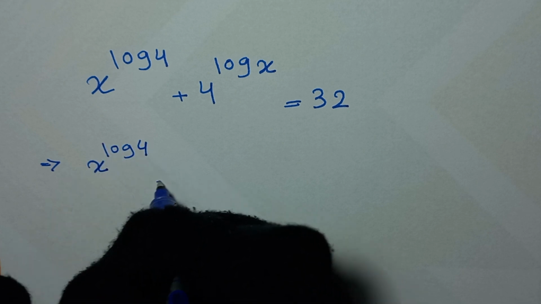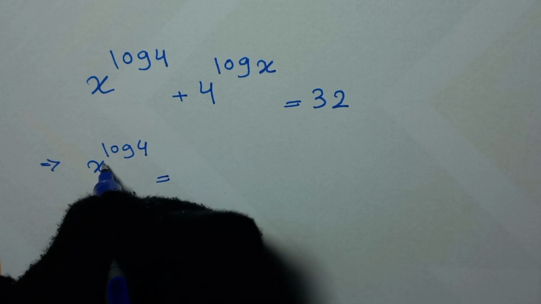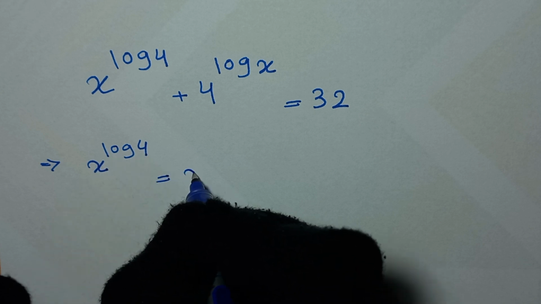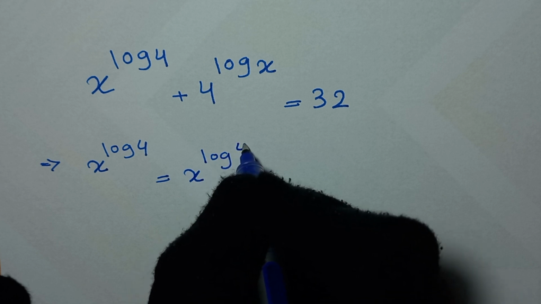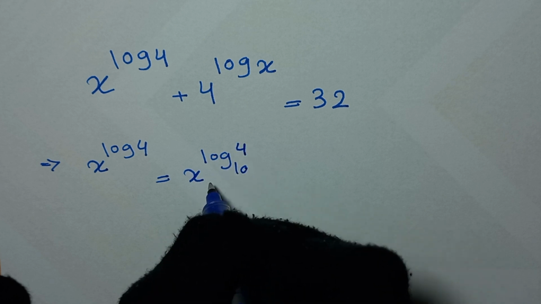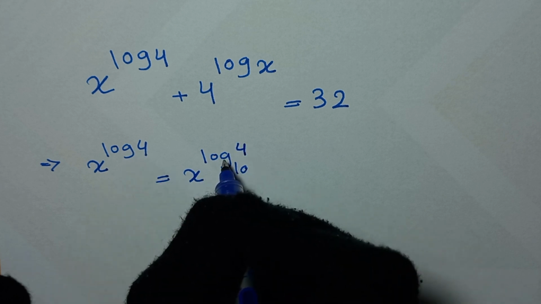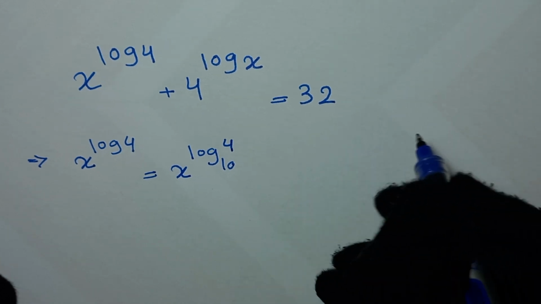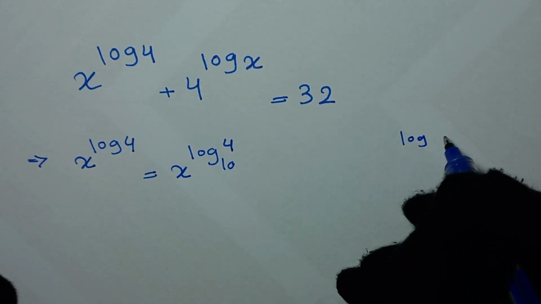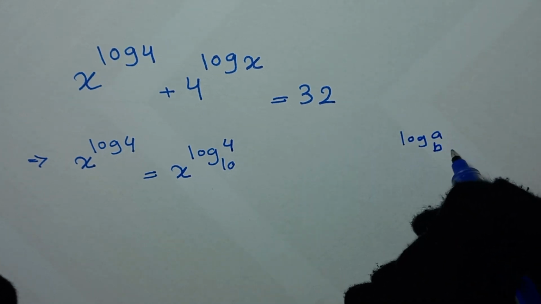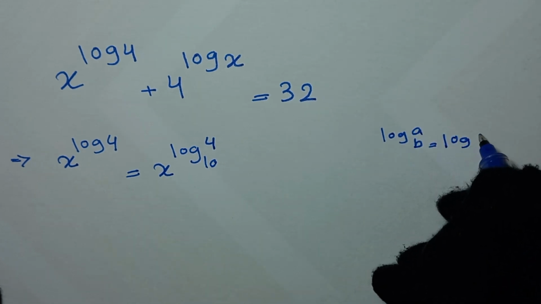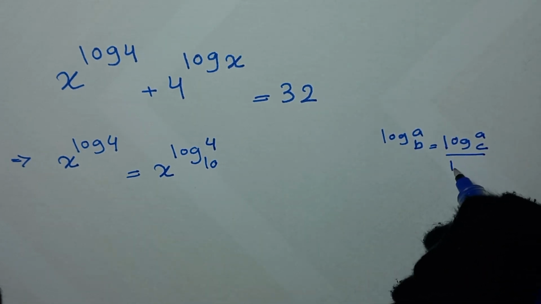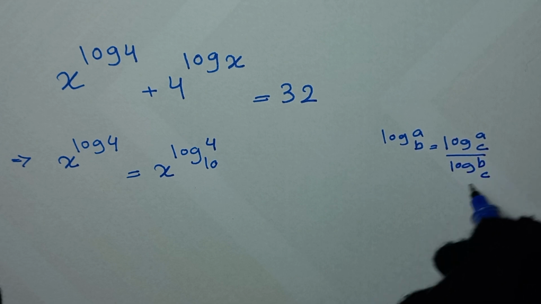In here, as you know, x to power of log 4, we can write log 4 as log 4 to base 10, right? This is equal to this. And from log rules, if we have log of a to base b, we can write this as log of a to base c over log of b to base c, right?